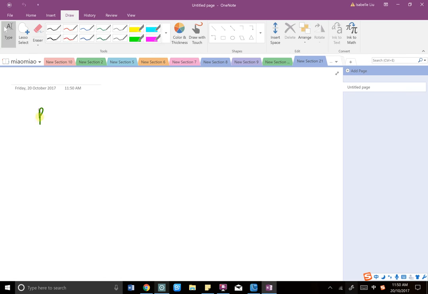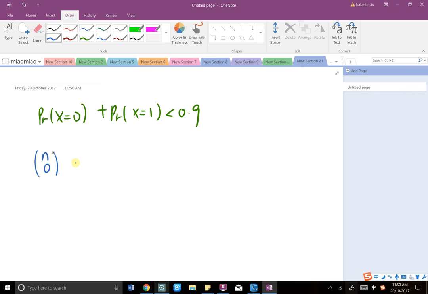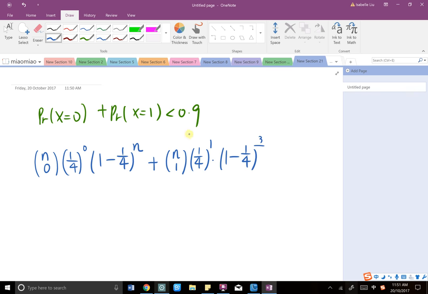Okay, so what I have now is probability x equals 0 plus probability x equals 1. That needs to be less than 0.9. So what is probability x equals 0? That is n choose 0, a quarter to the power of 0, and then 1 minus a quarter to the power of n, plus n choose 1, a quarter to the power of 1, times 1 minus a quarter to the power of n minus 1. That's less than 0.1, not 0.9. This thing needs to be less than 0.1.